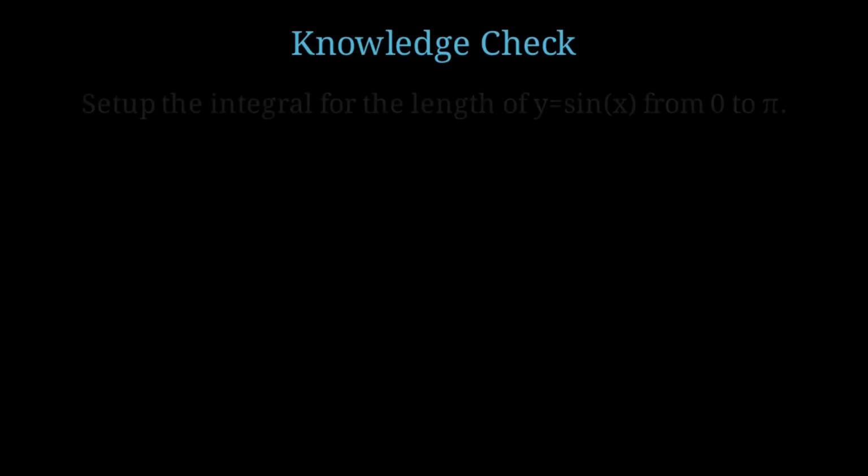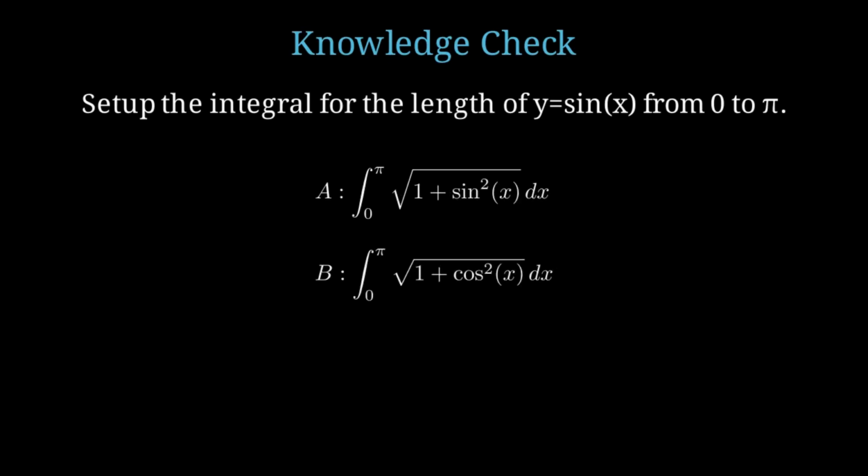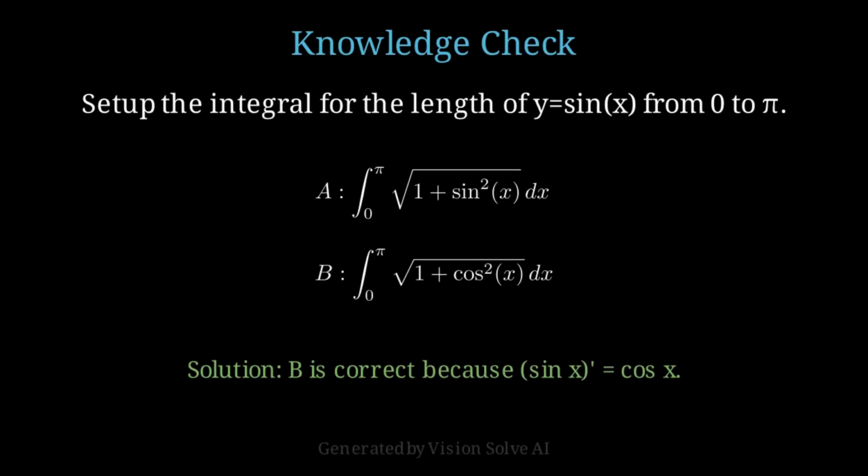Let's test your understanding. How would you set up the integral for the length of the sine curve from 0 to pi? Remember to find the derivative first. The correct answer is B, as the derivative of sine is cosine.